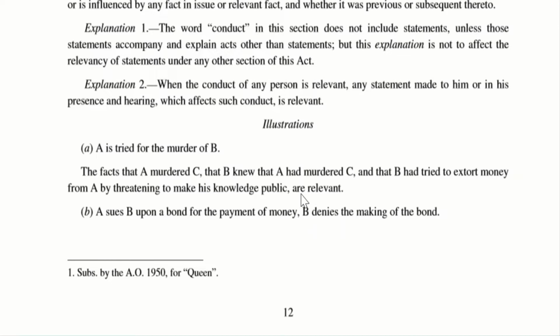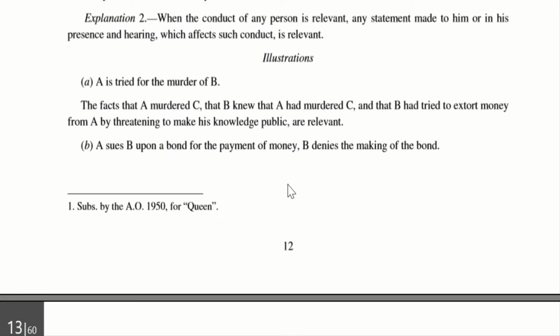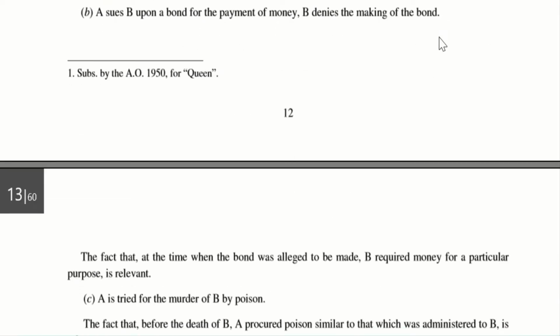Now let us move on to illustration B. A sues B upon a bond for the payment of money. B denies the making of the bond. Now let us try to understand this illustration. Imagine a person is going and asking for money, that is B. B is going and asking A, see, I'm in need of money, pay me money. And A is giving money to B and is getting a bond from B. Now B is saying, no, I have not made this bond. I am not ready to pay the money.